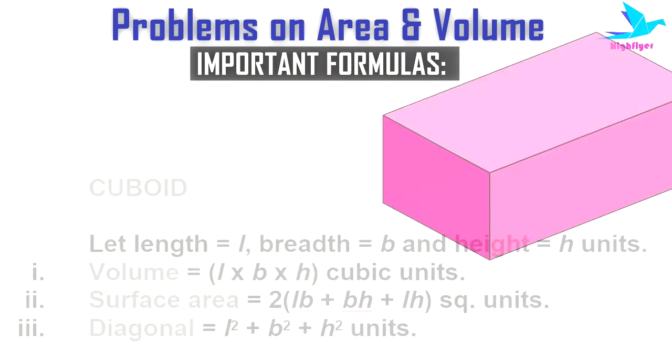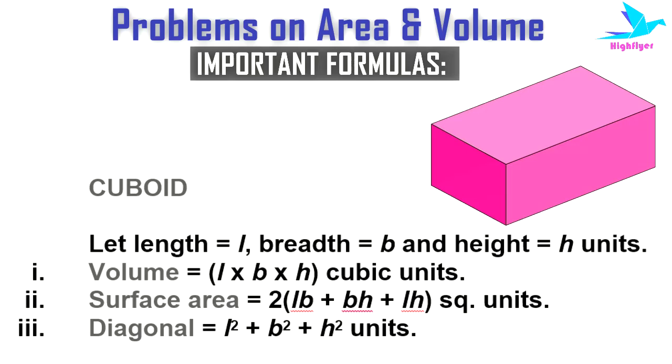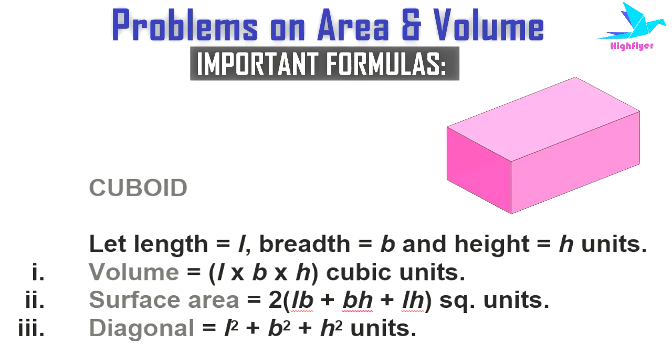Then let's talk about cuboid. Length of a cuboid equals L, breadth equals B, and height equals H units. Then volume equals length into breadth into height cubic units. Surface area equals 2 into LB plus BH plus LH square units. Diagonal equals root of L square plus B square plus H square units.